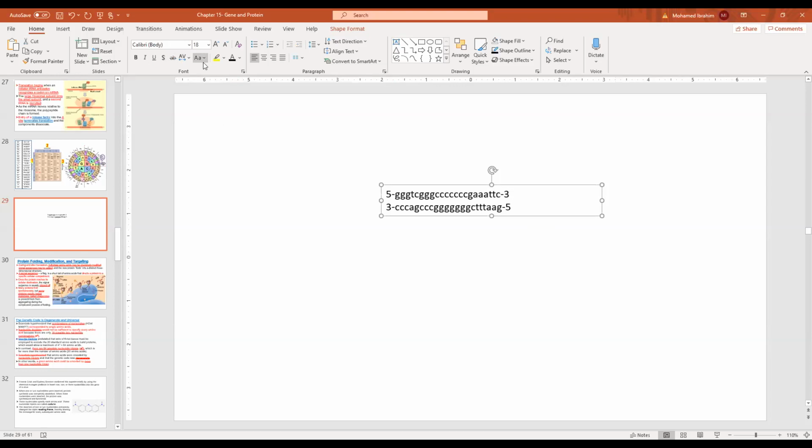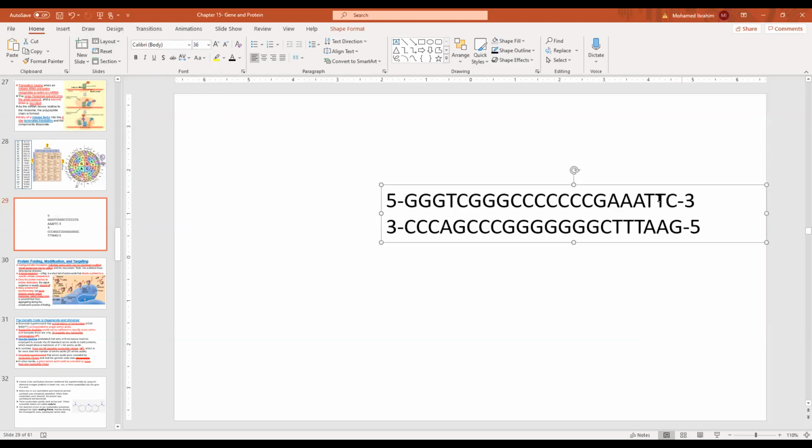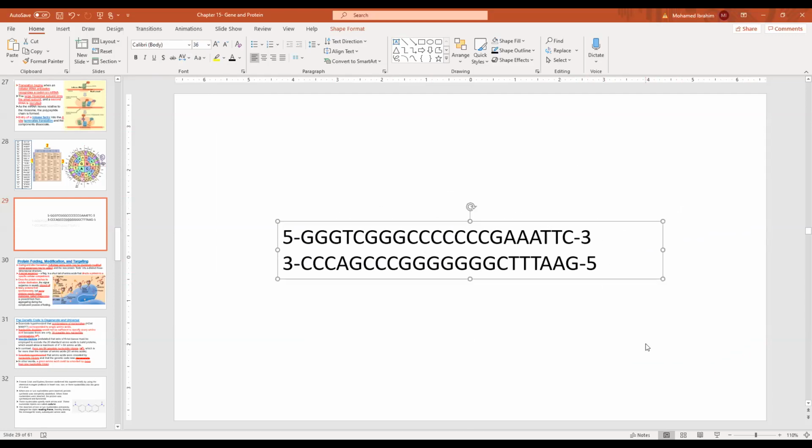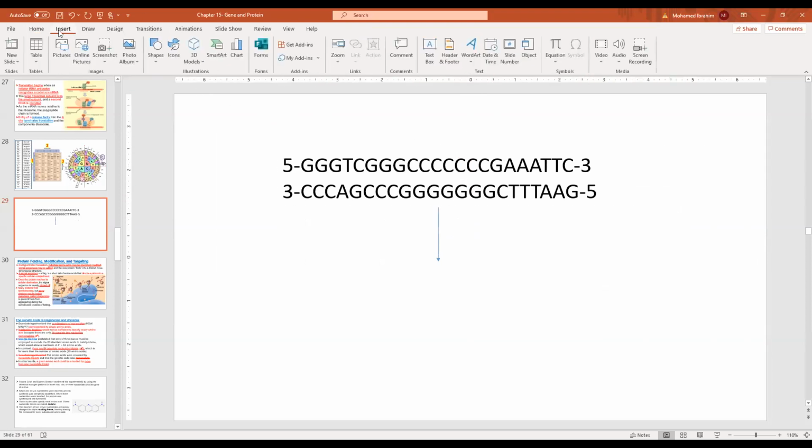So let's do this. If I give you a piece of DNA like that, and I say I'd like you to do transcription, how to transcribe this, I'm going to do transcription, and I need your help here.